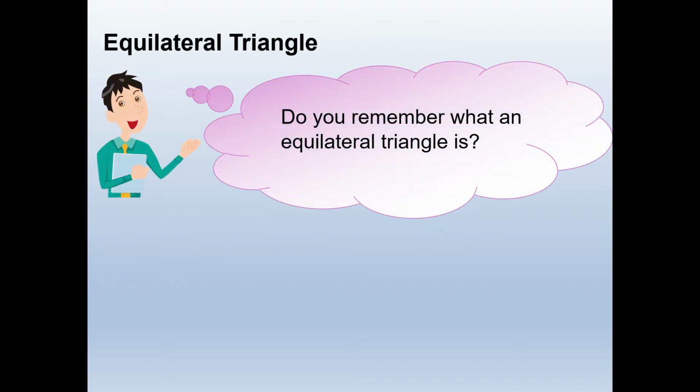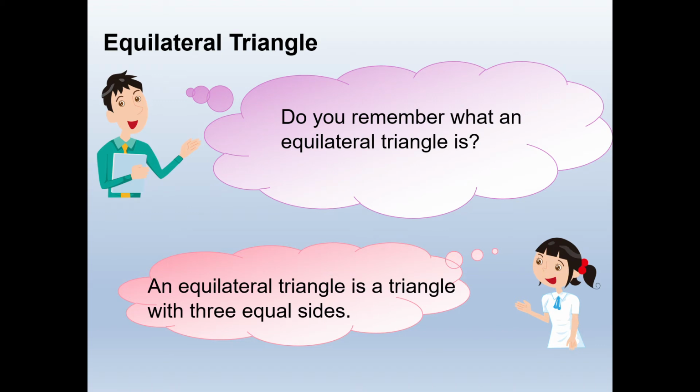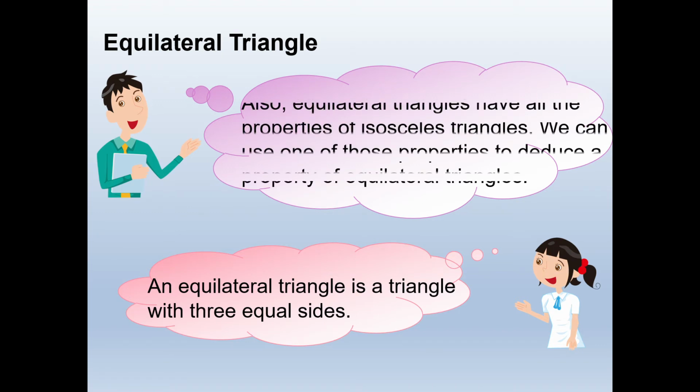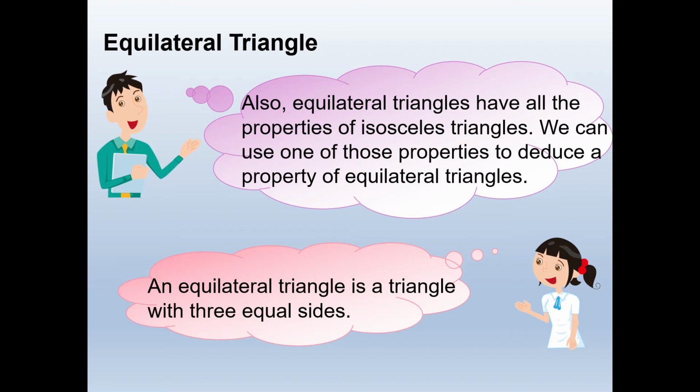So let's have a quick review of equilateral triangles. An equilateral triangle is a triangle with three equal sides. Also, it has all the properties of an isosceles triangle as well. So we may apply the reason of the isosceles triangle to deduce the property of the equilateral triangles.